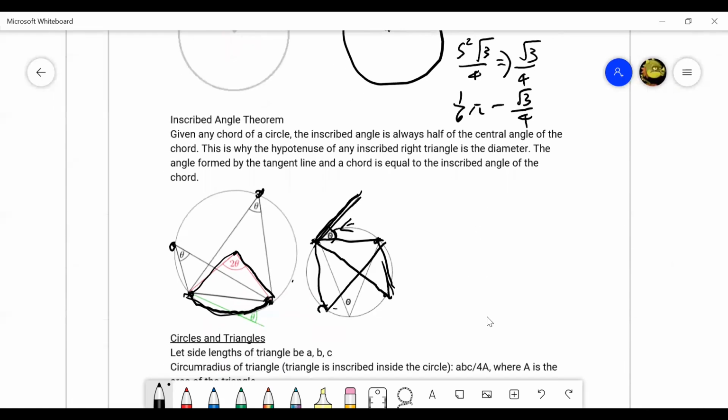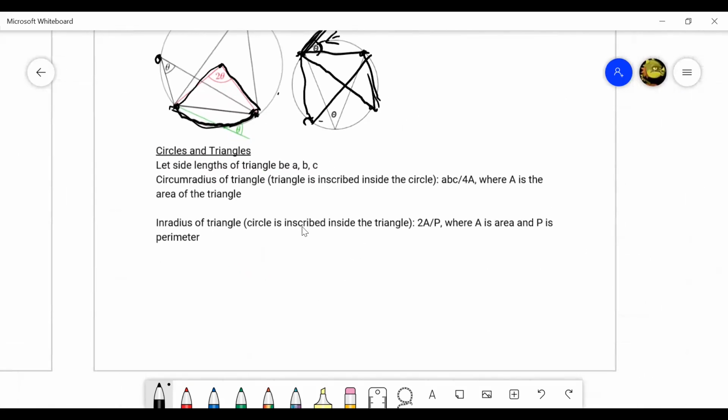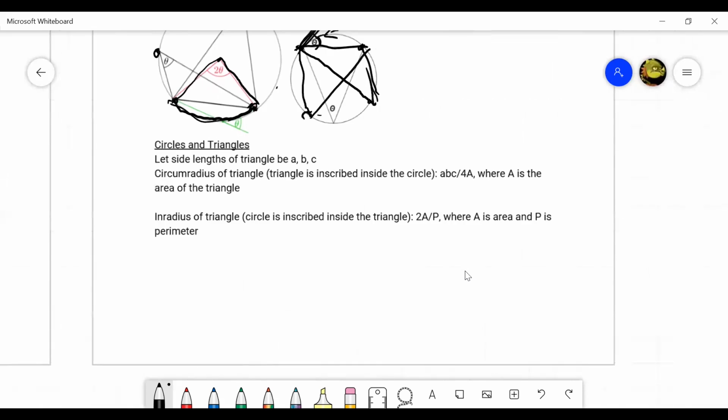All right. Next we want to talk about circles and triangles. Basically, the two special circles every triangle has are called the circumcircle and the incircle. The circumcircle of a triangle is the unique circle such that each vertex of the triangle lies on that circle, like so.